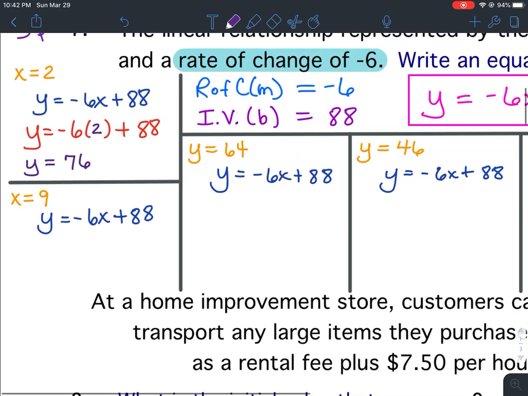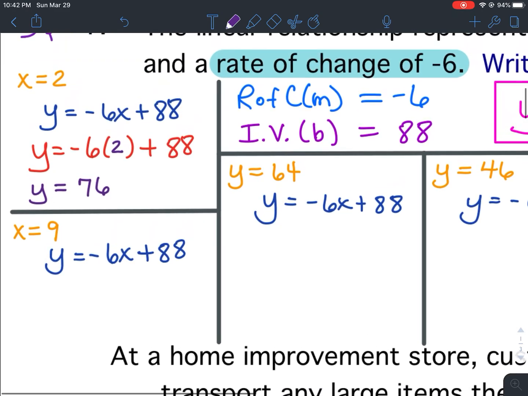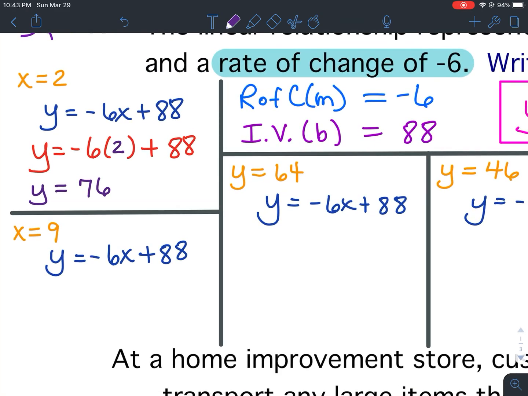And you'll do this one the same way, the exact same way as I did the problem up above. Put parentheses where the x is. This time you'll plug in a 9 and you'll solve for y.